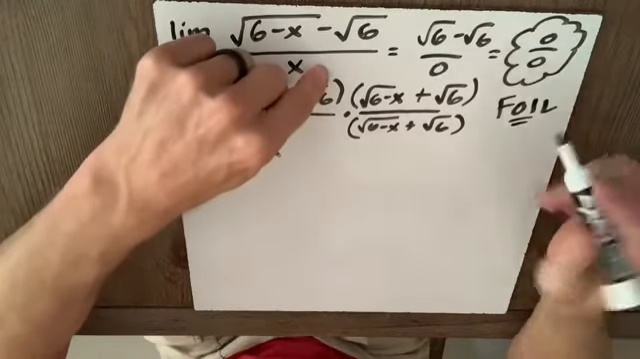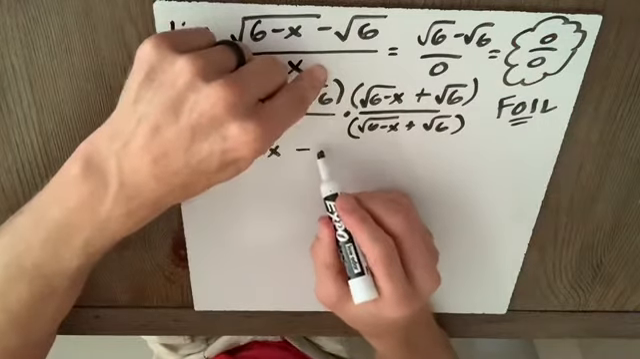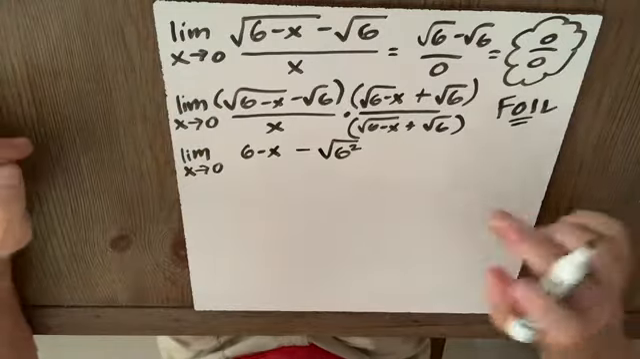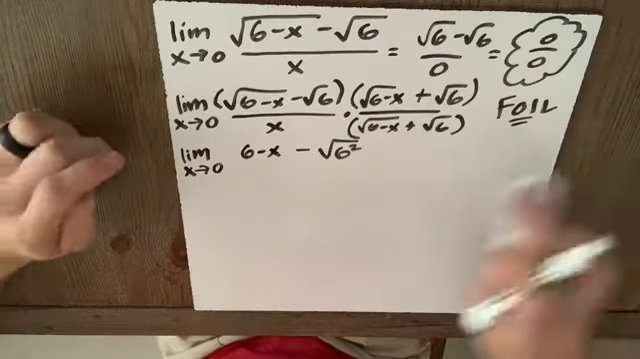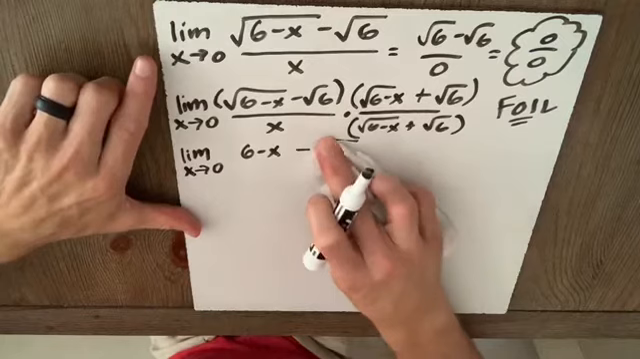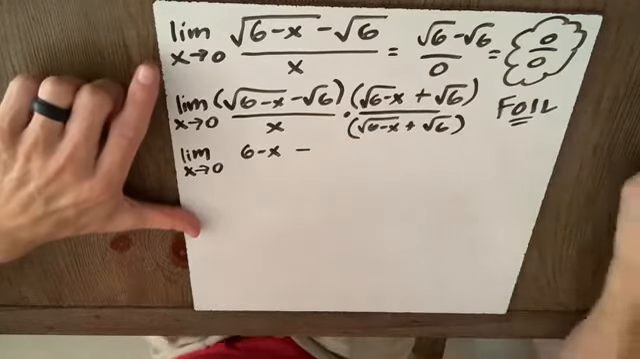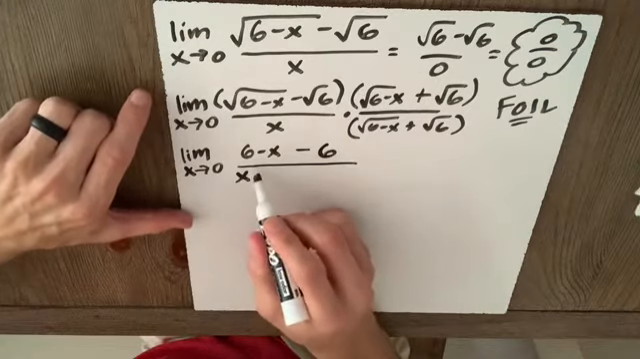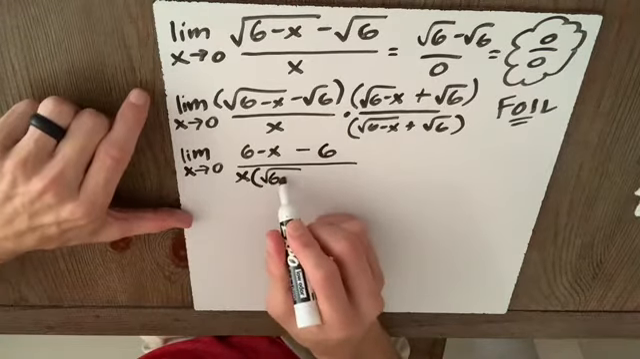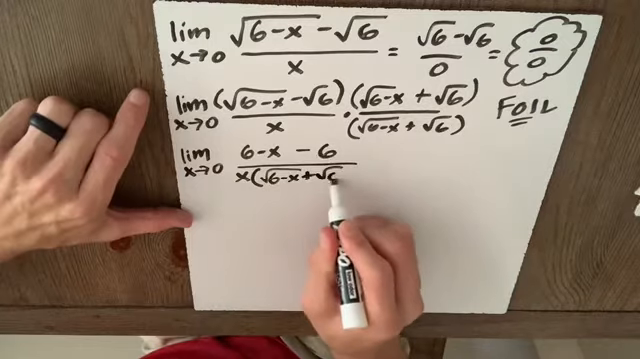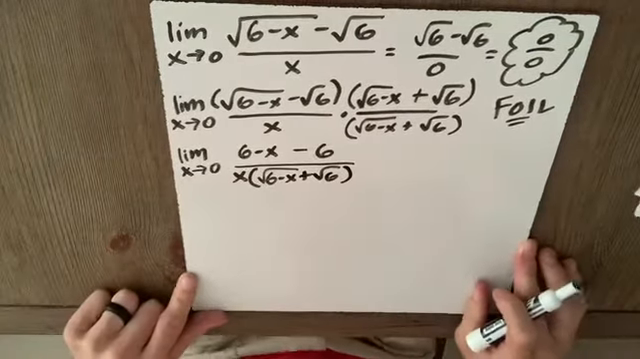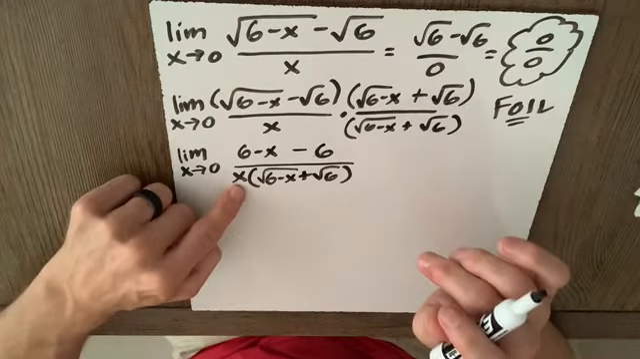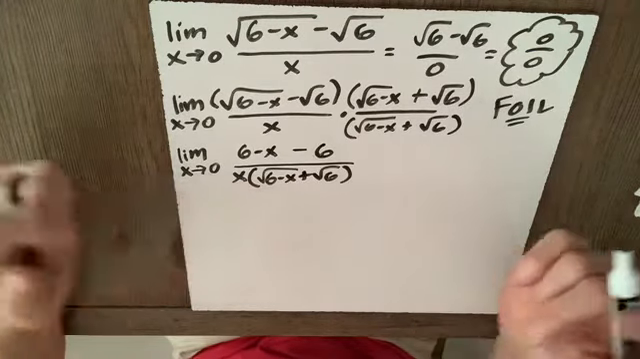In the last terms, I get minus times plus is minus, and I'll get the square root of 6 times the square root of 6, which is the square root of 6 squared. Well, the square root and the square, you can think of them as undoing each other, and we're just going to wind up with whatever's under the radical, 6. And in the denominator, I'm just going to keep this as x times the square root of 6 minus x plus the square root of 6. You could distribute that if you want, but maybe you'll be able to cancel something out. So I try to keep that separate so that I can cancel if necessary.